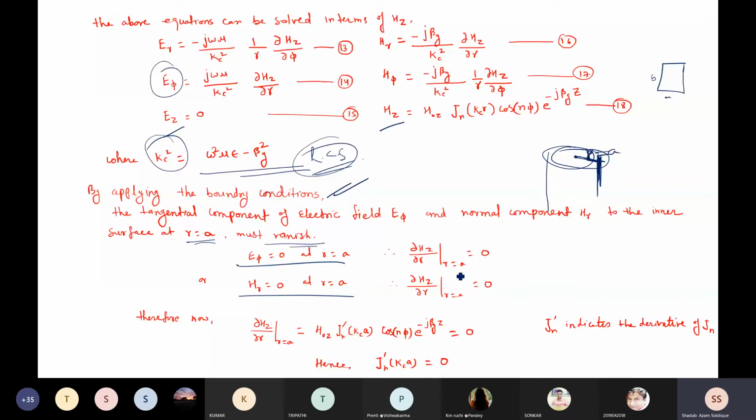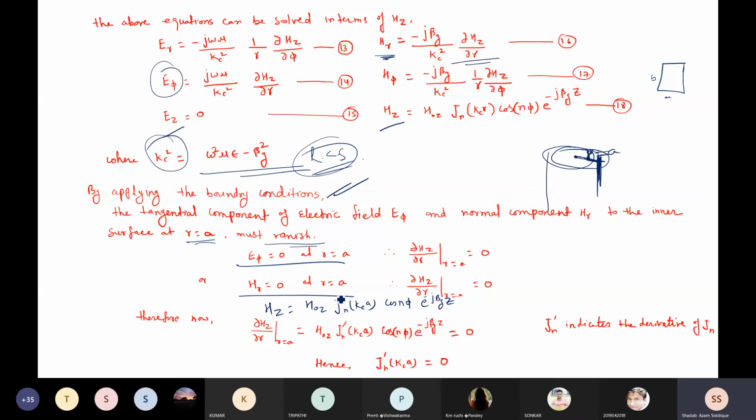So ∂Hz/∂r is equal to 0 at r equal to a. Similarly, if you take Hρ equal to 0, then ∂Hz/∂r is equal to 0 at r equal to a. So now we have ∂Hz/∂r at r equal to a, which is equal to H0z Jn'(kc a) cos nφ e^(-jβg z), because we know Hz is equal to H0z Jn(kc ρ) cos nφ e^(-jβg z).